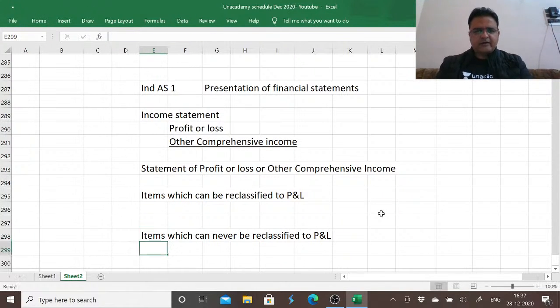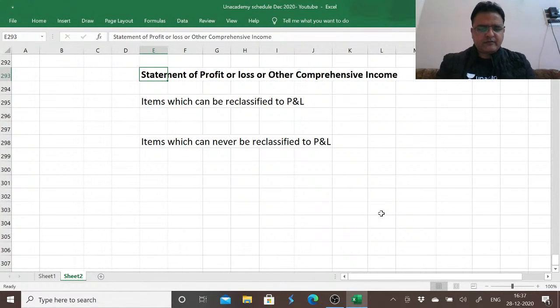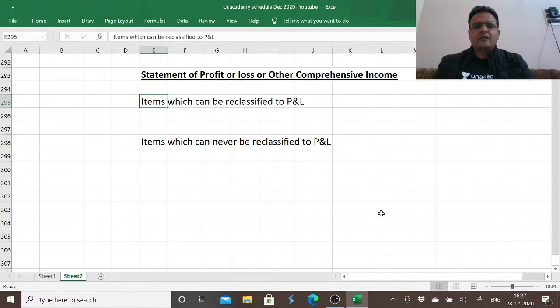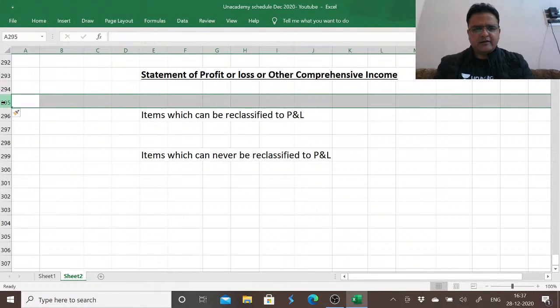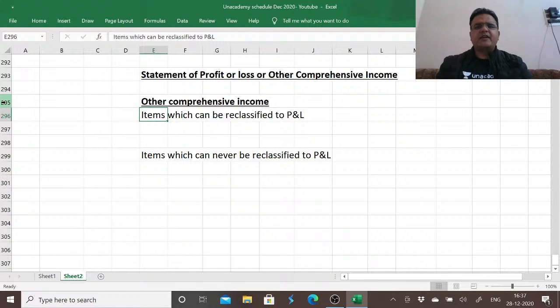What it is trying to say is that though we have presented these items as part of other comprehensive income, still there are certain areas which can be influenced by the decisions of the management tomorrow. So we divide it further. We are trying to make it easier for the users of financial statements so that they can understand it better. So it's about the understandability of financial statements, that we are trying to help them understand financial statements in a better manner so that they can have good faith in the results.